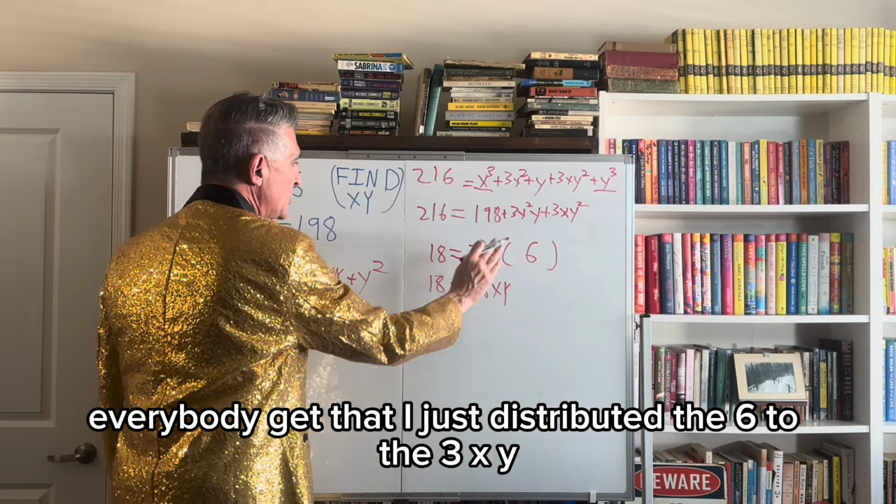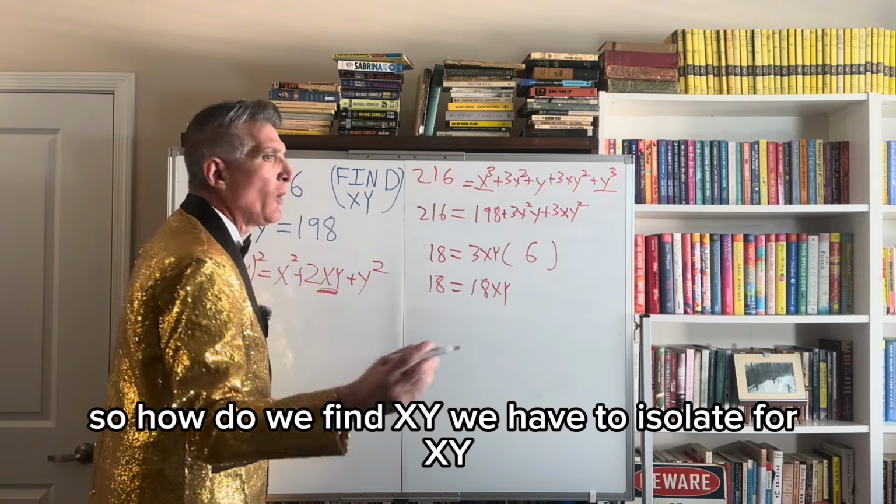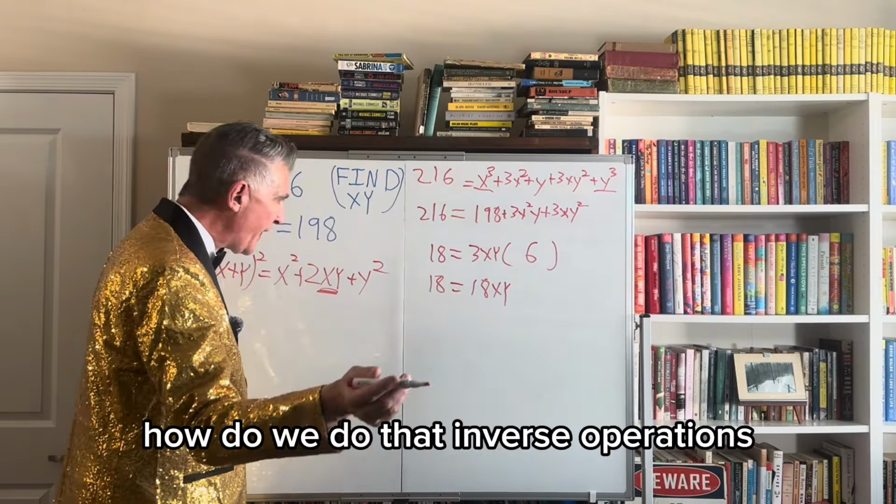That gives us 18xy. What are we trying to solve? Oh yeah, we're trying to find xy. Remember at the beginning of this whole fiasco? So how do we find xy? We have to isolate for xy. How do we do that? Inverse operations. You knew I was going to say that. Somebody had to say it, so it's been said. Let's divide both sides by 18.